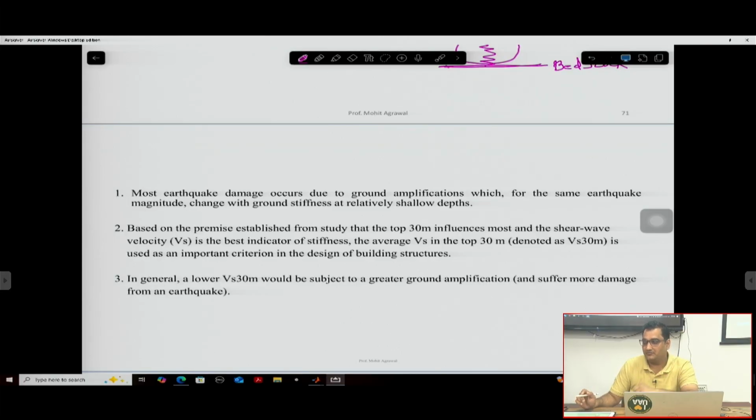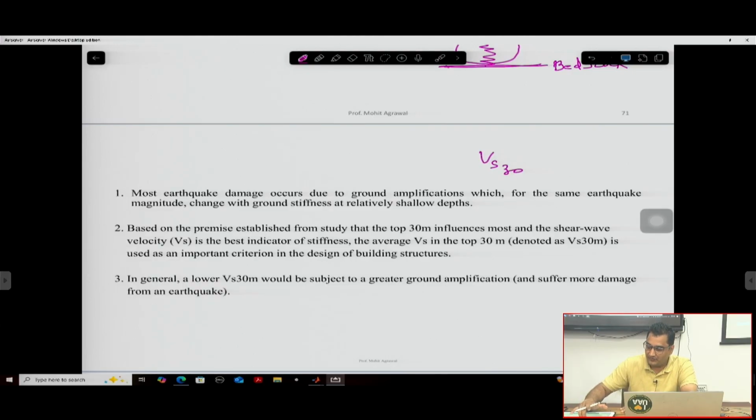this top 30 meter layer is the best indicator of the stiffness. So, that is why most of the time we are interested in finding out the average velocity in the top 30 meter layers of the soil surface. That we basically represent by VS30, okay, and we are interested in finding VS30 in order to find out the site response at a particular area.